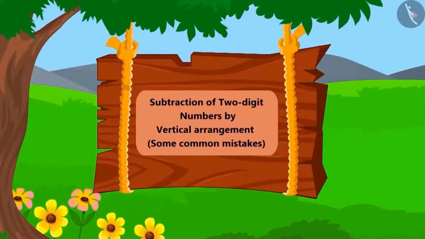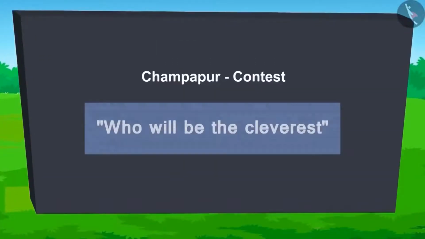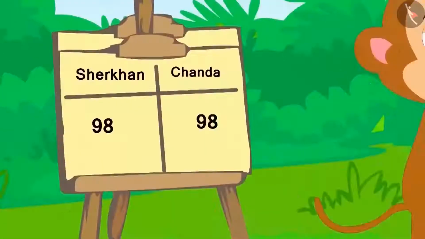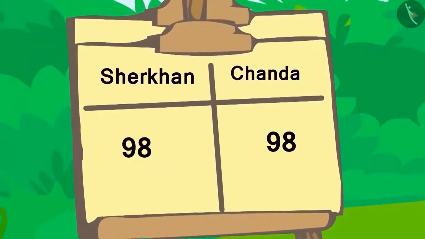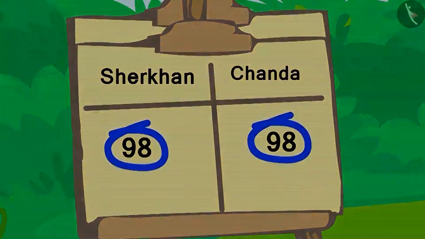In this lesson, we will see some common mistakes related to subtraction of two-digit numbers by vertical arrangement. Champapur is hosting a contest called Who Will Be the Cleverest? The last two questions are left and there is a tie between Chanda and Sher Khan. Come, let's see which question is being asked right now.